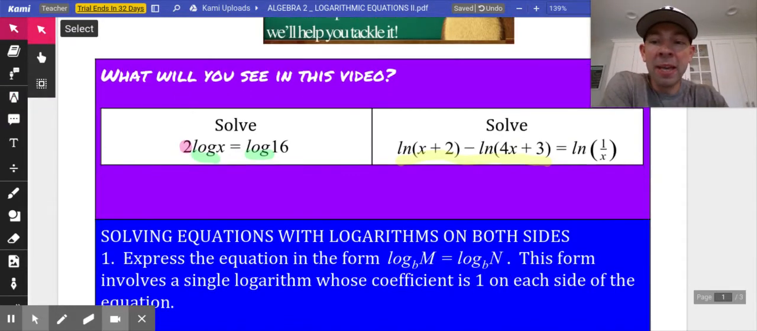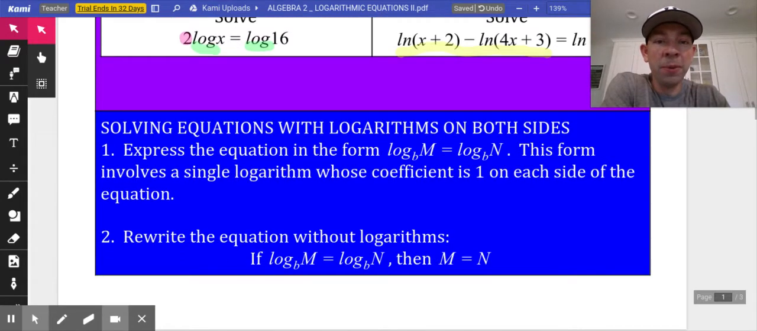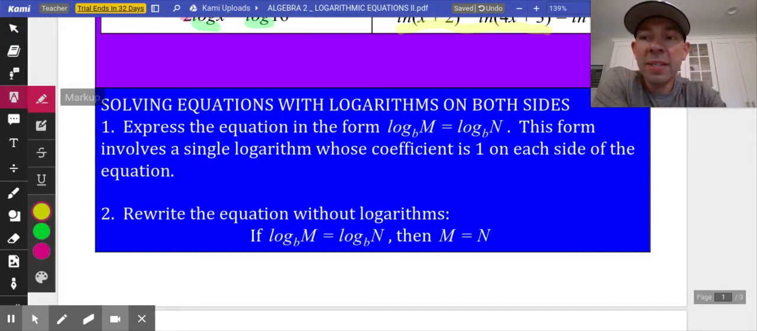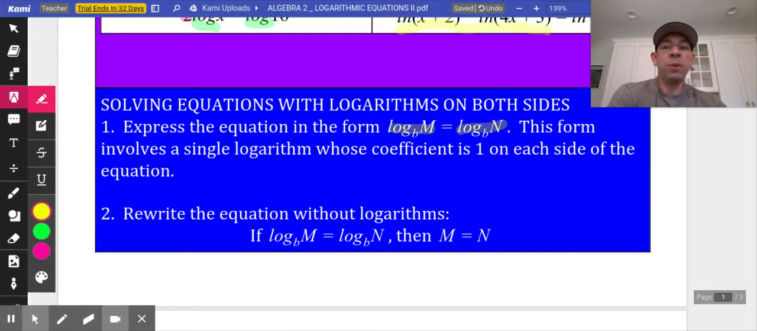All right, so here's our game plan for solving equations with logs on both sides. First of all, we want to rewrite or express the equation in the form log base b of m equals log base b of n. In other words, we've got to condense wherever possible. If we've got 2 logs on the left, we've got to condense them into 1. If we've got 3 logs on the right, we've got to condense all 3 down into 1. The key is we want to get it down to a single log on each side whose coefficient is 1.